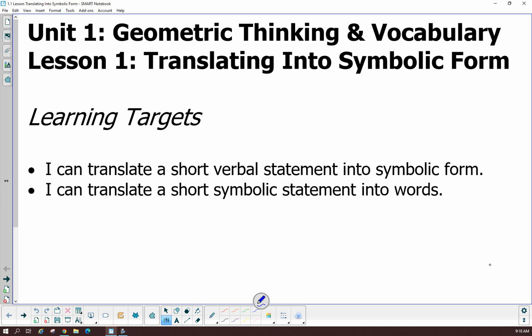Hey everybody, and welcome to the first lesson for the year. We're going to start our discussion on geometric thinking and vocabulary. We would shorten that and call that logic.